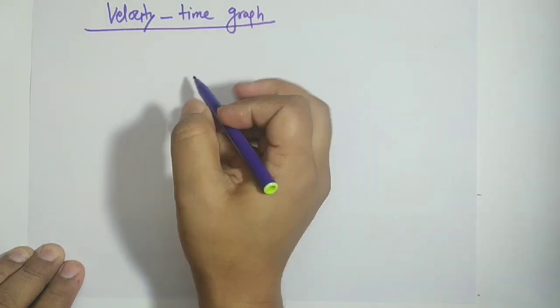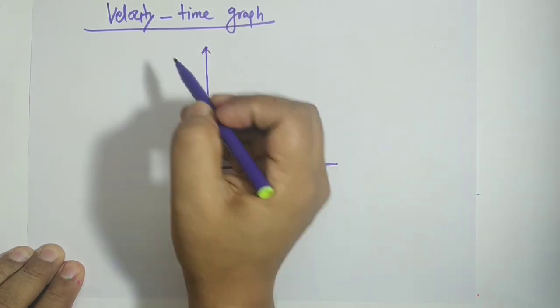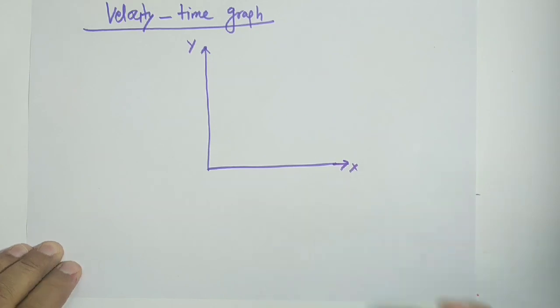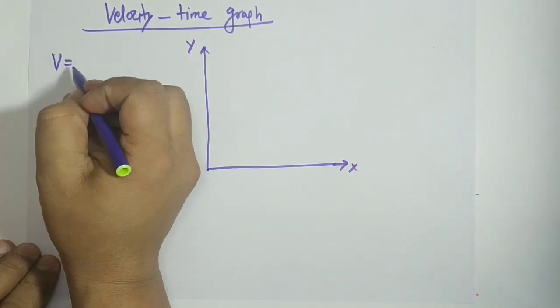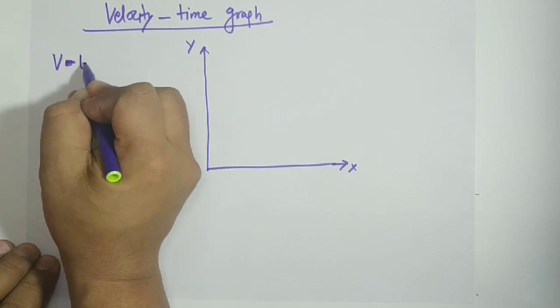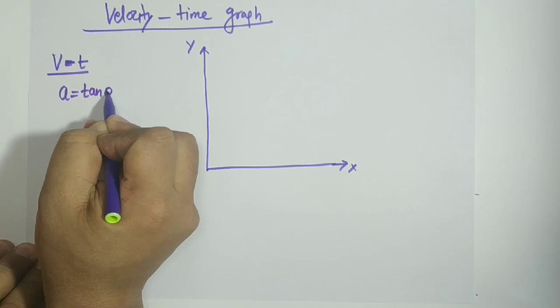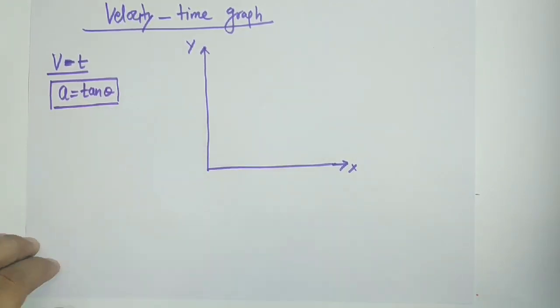Okay. Now I'm going to draw in the same way. Earlier we have drawn the position time graph, now the velocity time graph. And from the Vt graph, we can get acceleration, and acceleration is tan theta, like we are having velocity as tan theta from the position time graph. Now I am going to tell you one by one.